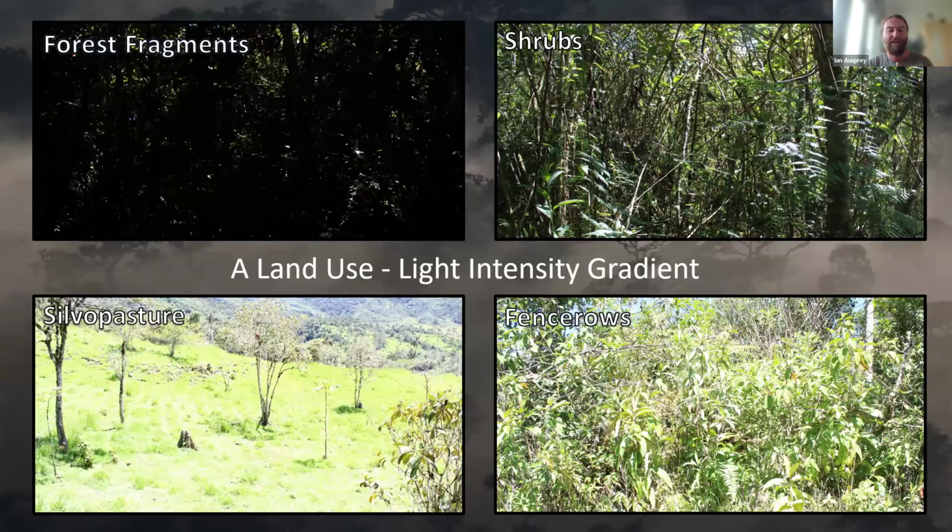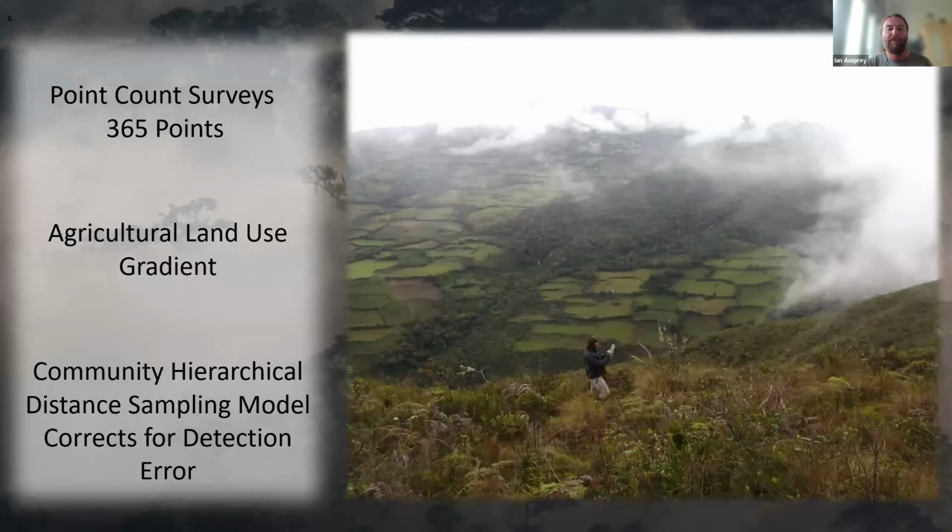And so what I did at this point is I scaled it up to the full forest bird community by looking across this land use light intensity gradient, ranging from very dark interiors of forests to very bright silvopasture environments. And I did a whole bunch of point count surveys. These are audiovisual surveys quantifying the entire bird community across this agricultural land use gradient.